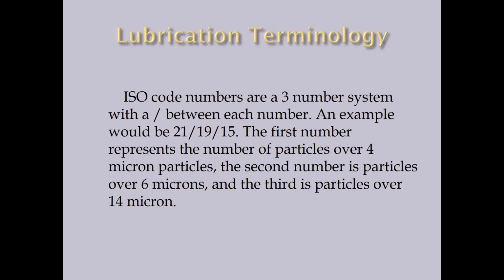So when you get your oil analysis back, you'll see an ISO code in there. You should see an ISO code in there. If you don't, then it's not a very good oil analysis. But a common number here you might see is 21, 19, 15.